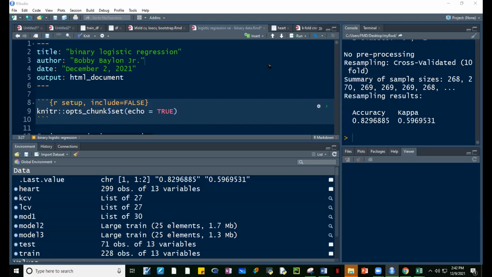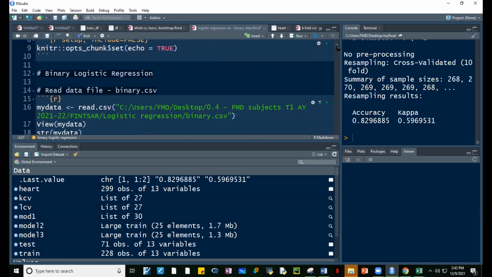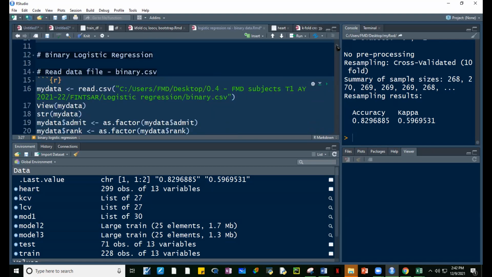So this is a quick review of what we discussed before, the binary logistic regression. Okay, so may I invite you to please load the data, the binary CSV data.